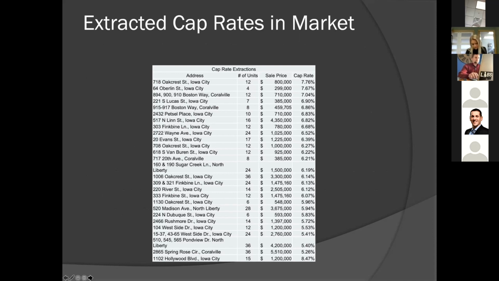So here's a list of some of the extracted cap rates we've seen in the Iowa City market in the last couple of years. Obviously, a couple of those lower ones, like in the 5s, are some new construction, or some of them have been 1031 deals. Or you look at the cap rate and say, okay, this is a lower cap rate, but they think there's some upward potential in rent movement. So your terminal cap rate should be higher.